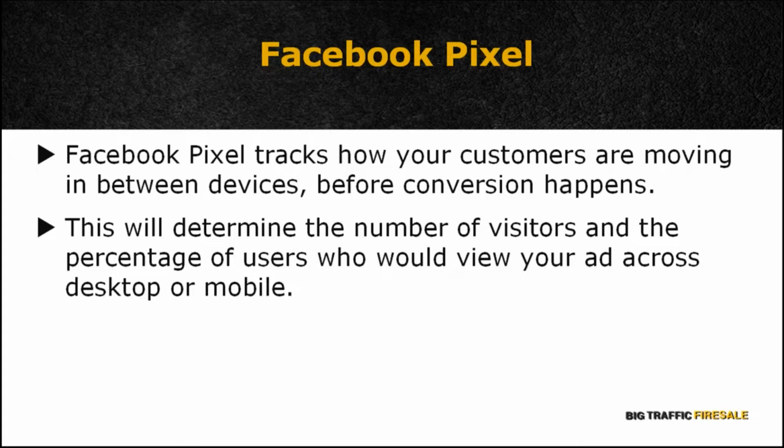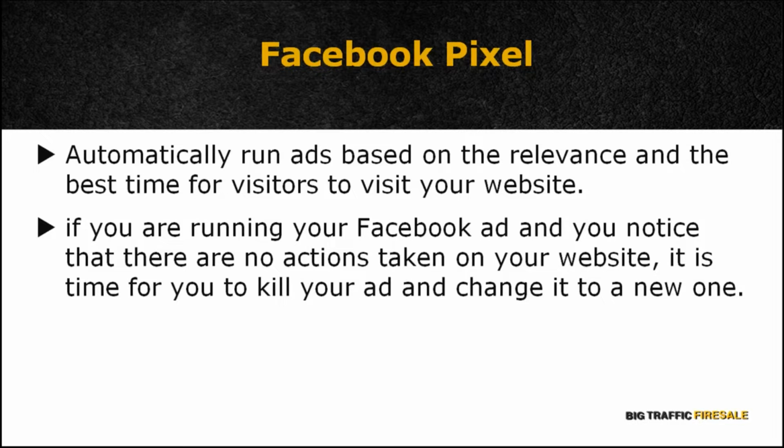This will determine the number of visitors and the percentage of users who would view your ad across desktop or mobile. Facebook Pixel will then optimize your ads to target people who are most likely to take action. Taking action is defined as either making a purchase or signing up for an application on the website. Facebook Pixel will also automatically run ads based on the relevance and the best time for visitors to visit your website. Therefore, if you're running your Facebook ad and you notice that there are no actions taken on your website, it's time for you to kill your ad and change it to a new one. In the world of Facebook advertising, it's all about testing and more testing to get your campaign right.